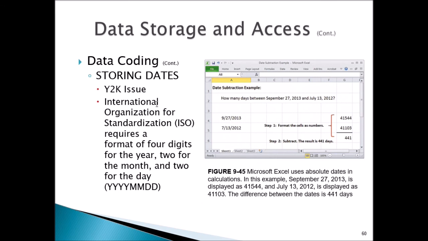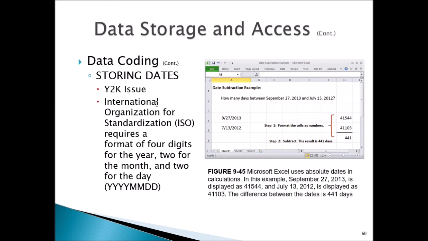Storing dates. The Y2K issue. I was part of the Y2K issue. I did a lot of Y2K fixing, and it was boring. So what is that? In the old days, to conserve disk space when it was really valuable, dates were stored as 2-digit numbers, and then once Y2K happened, as we know, they needed to convert everything to a 4-digit number. So you could tell what was what as far as somebody's age.